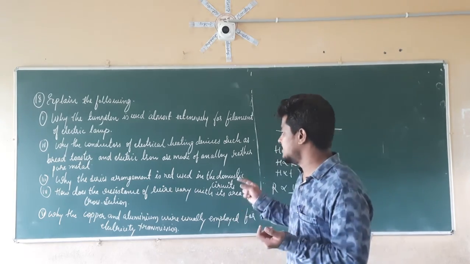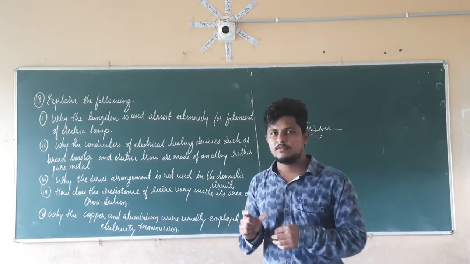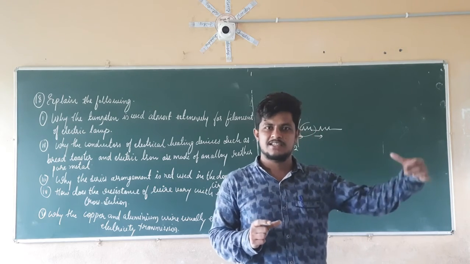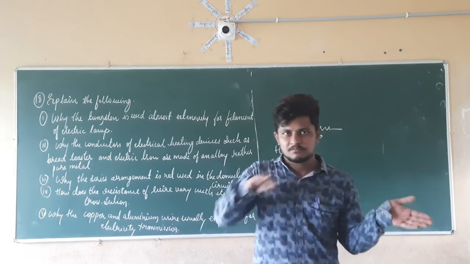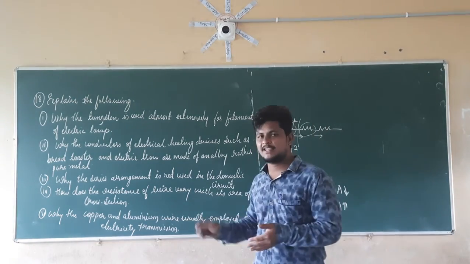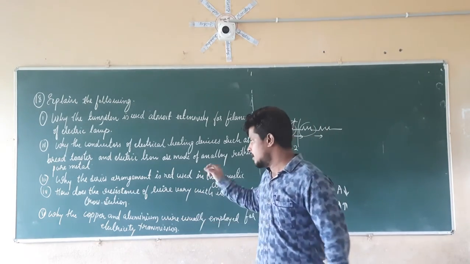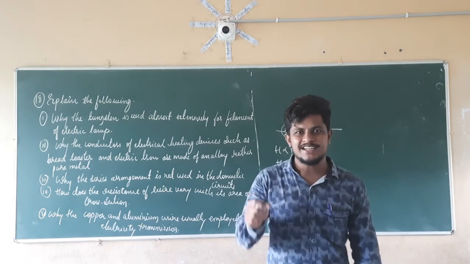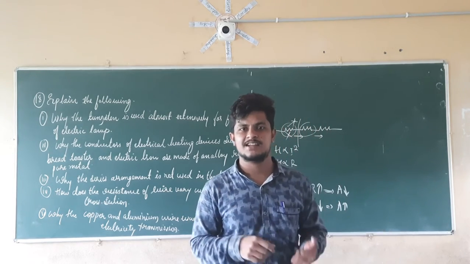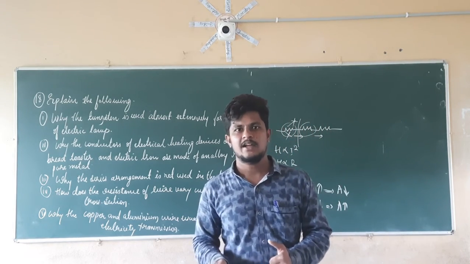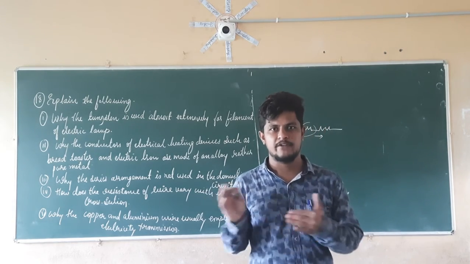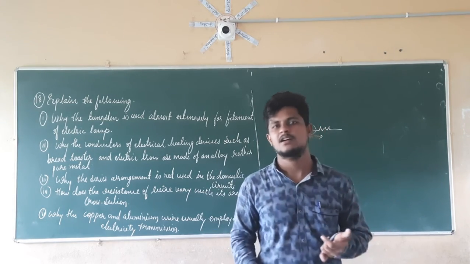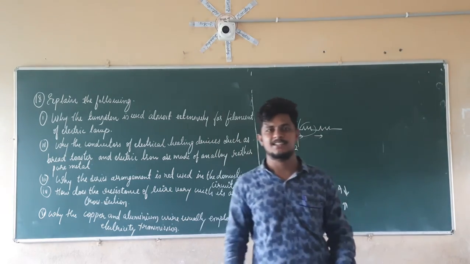Now, the resistivity of copper and aluminum is nearly equal to that of gold and silver. For that reason, to reduce the cost, and since they are good conductors of electricity, copper and aluminum are extensively used in electrical transmission. Right? They are good conductors as well as cost effective. For that reason, aluminum and copper are used extensively.